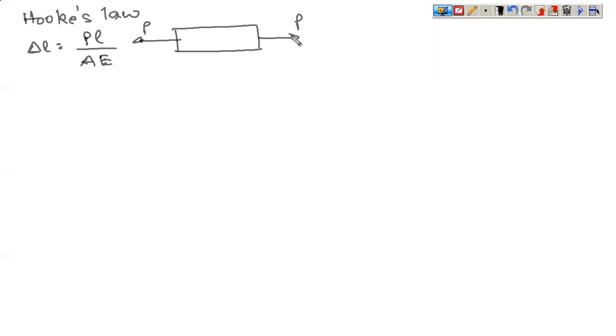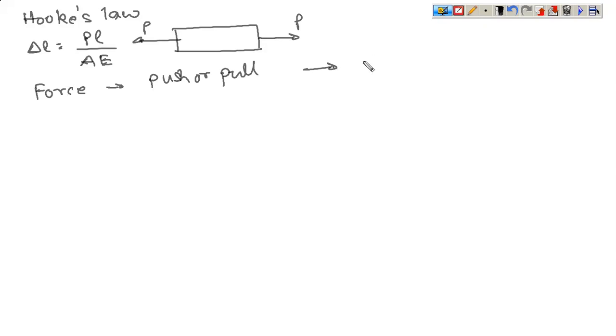So whenever you are applying a push or a pull on a body, that has to be understood with the help of a statement. And now the statement it says is: force means a push or a pull.